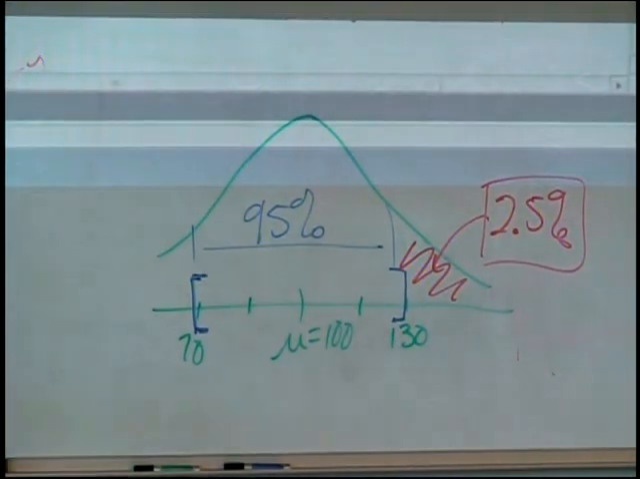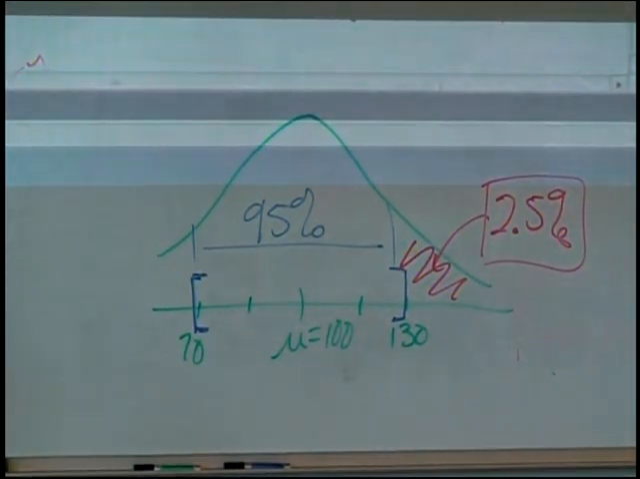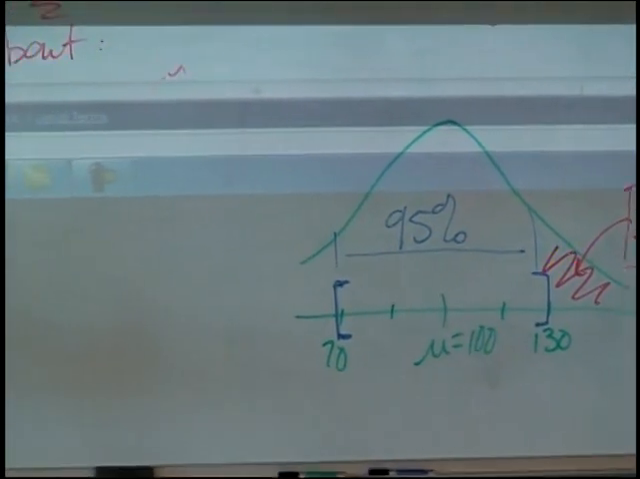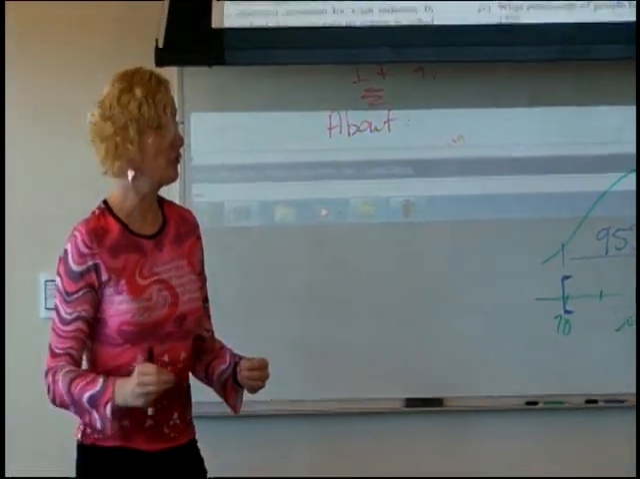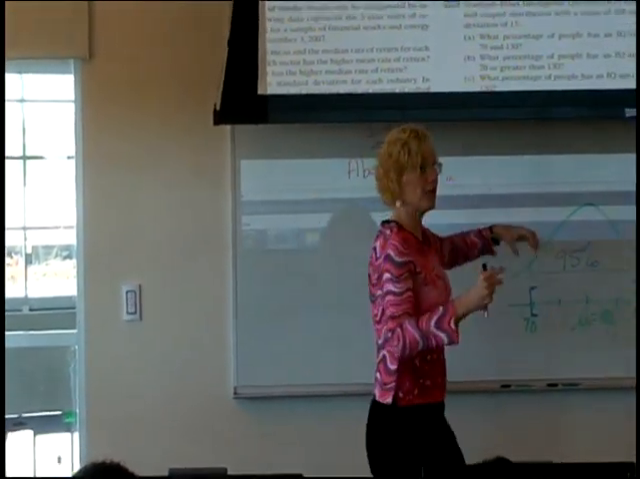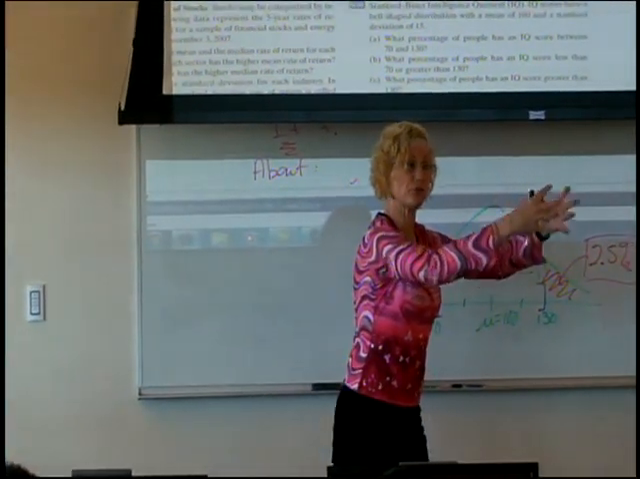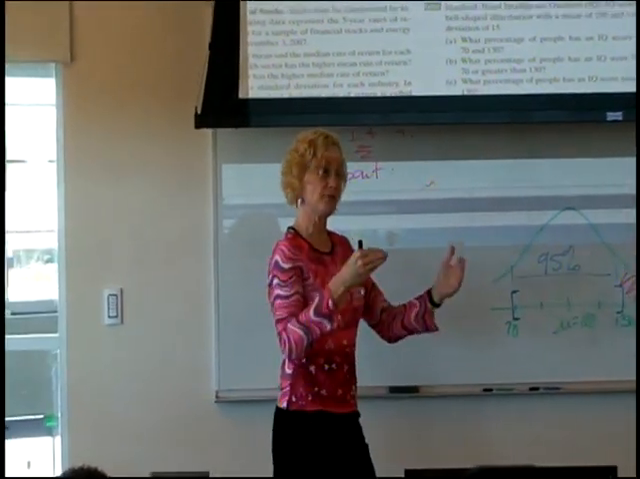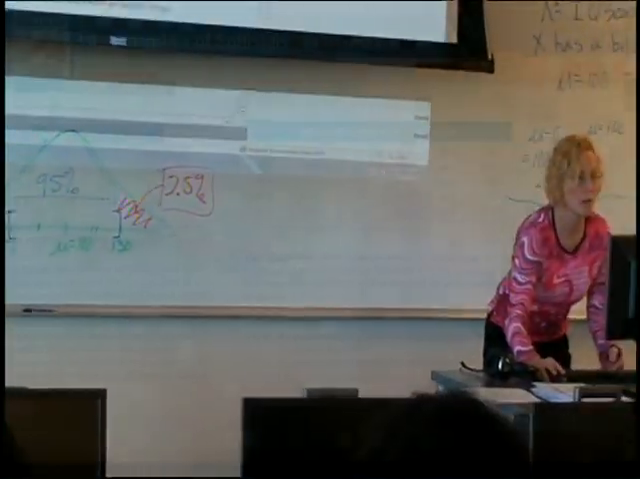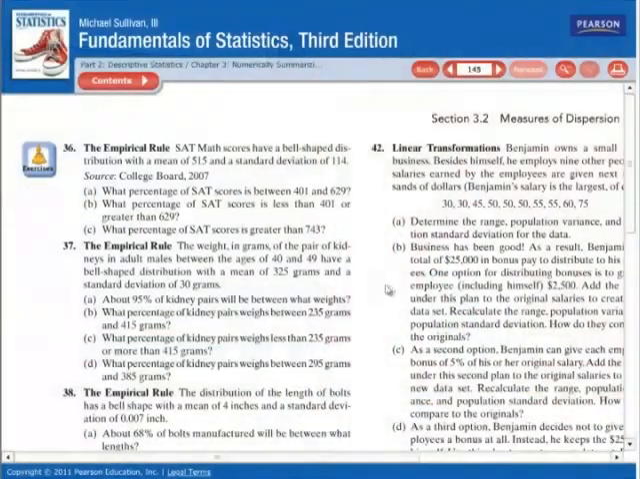Good, good, good. Does this make sense? So you don't have to reinvent the rule, you just use it. And you can use it in either direction. You can have the numbers and get the percentage, or you can have the percentage and then go backwards and find the numbers. Let me try to find another problem here.